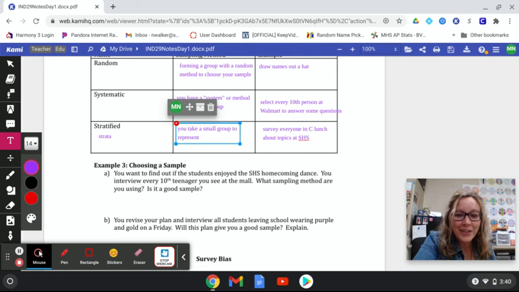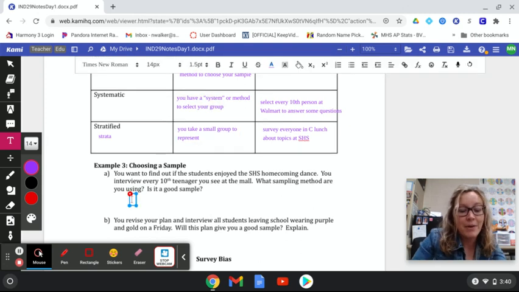So you want to find out if the students enjoyed the homecoming dance. So you're going to go up to the mall and interview every 10th teenager that you see at the mall. First of all, what sampling method are you using? So we're talking about every 10th teenager. So which one is that? It goes with systematic.